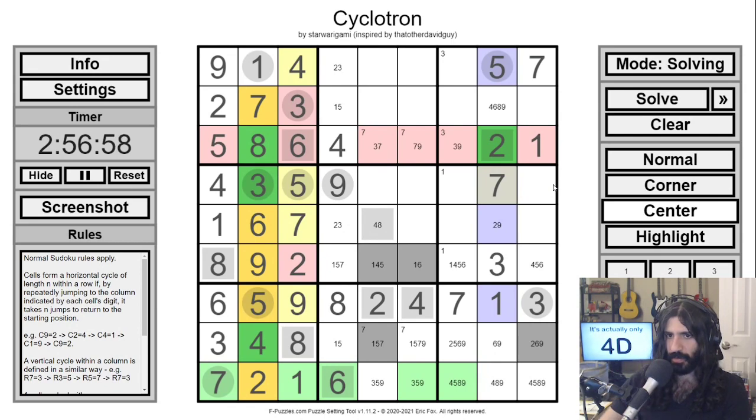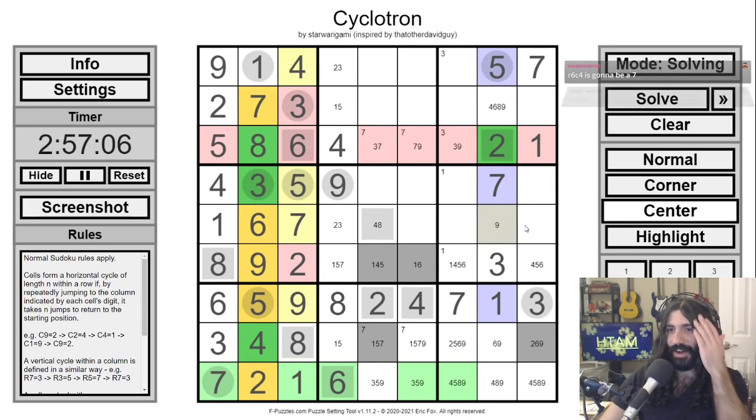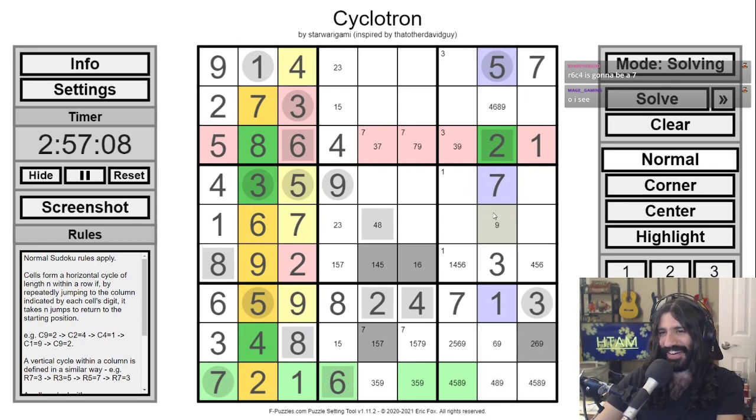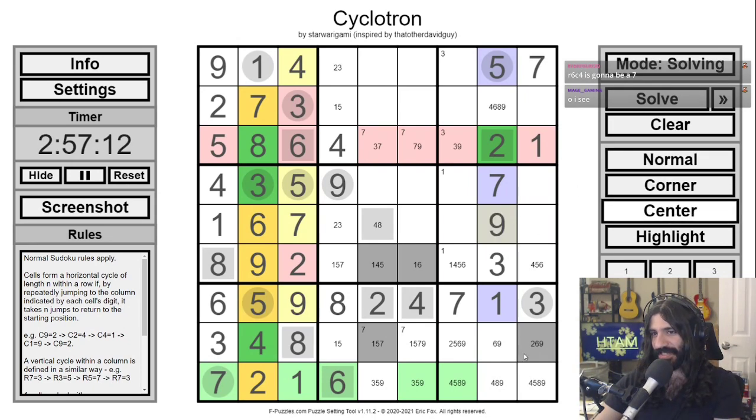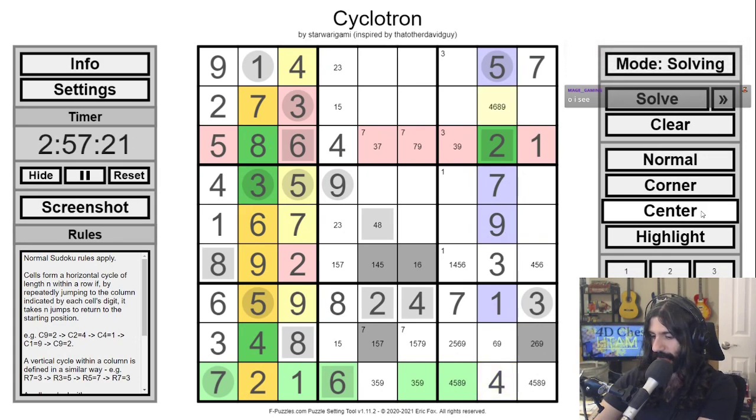Can't be a 2 because of normal Sudoku. It can't be a 2 because of normal Sudoku! Oh my god! Of course. Okay. Right. Okay, so then this has to be a 4, right? There's no other way, right? Right?